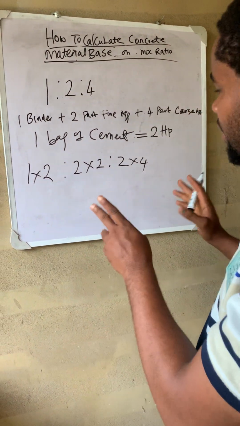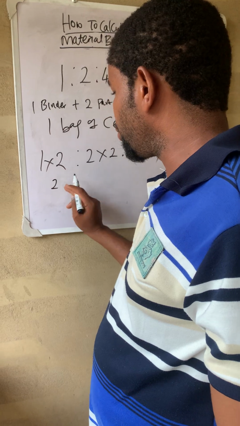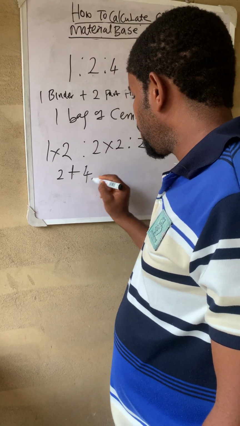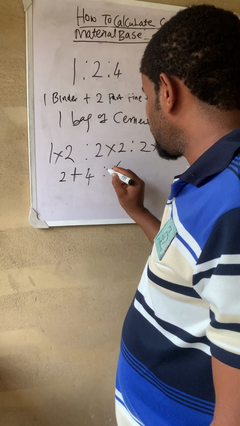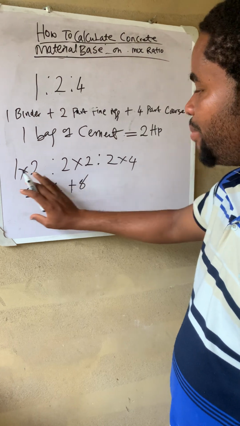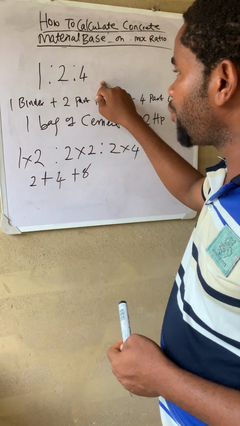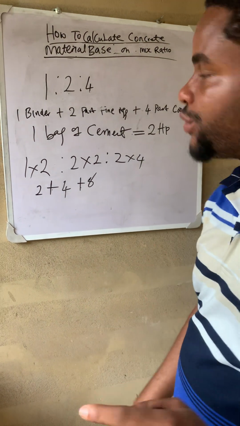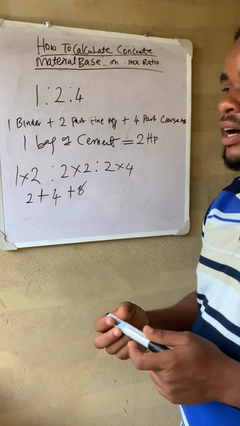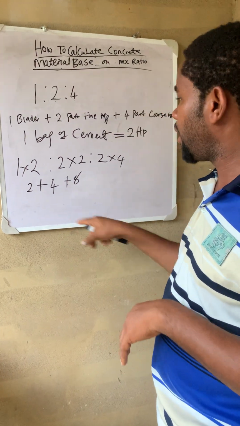So now for you to translate it into a bag for your batching, it becomes 1 times 2 is 2, 2 times 2 is 4, and 2 times 4 is 8. That is how you translate it to batching with bags of cement. So next time you see 1:2:4 or 1:3:6, you don't need to be confused, but rather take your mind that this is equal to 1 headpan, a standard batching by volume in a small quantity. So headpan, that is how it goes.